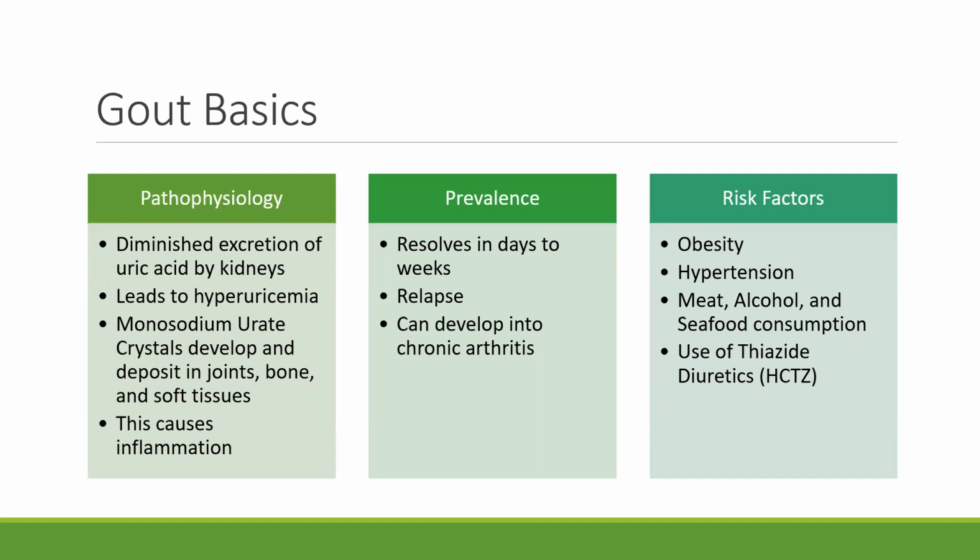Risk factors for developing gout include being obese, having hypertension, having frequent meat, alcohol, and seafood consumption, and frequent use of thiazide diuretics like hydrochlorothiazide.